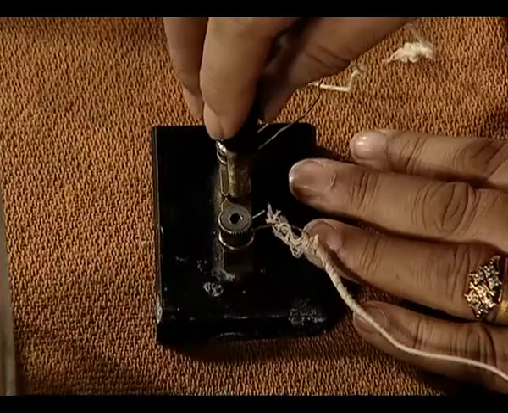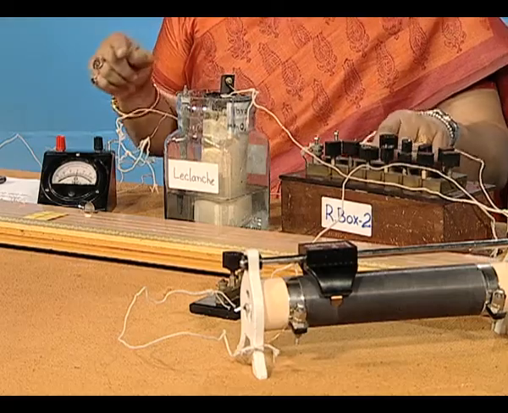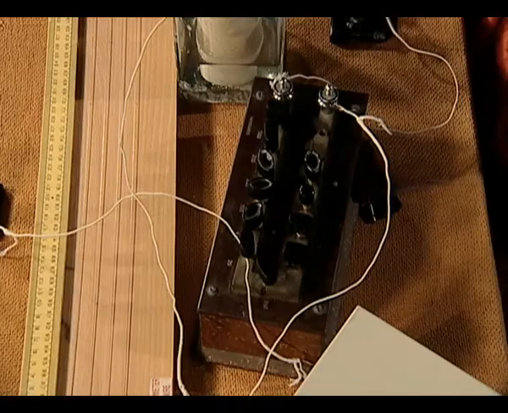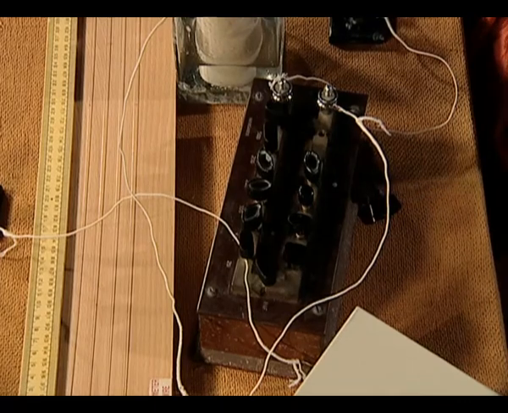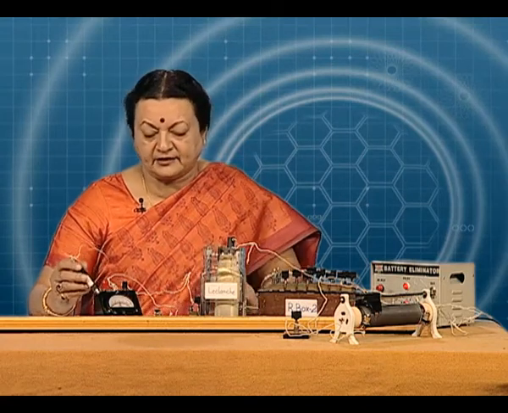Now, we will use the second circuit by putting the key to draw current from this Leclanche cell in this circuit. From here, I have taken out 3 ohms and I need to record that in my observation table. Balance length L2 is what I am going to look for now, because now the cell is in use, the terminal voltage is going to give me the balance length.